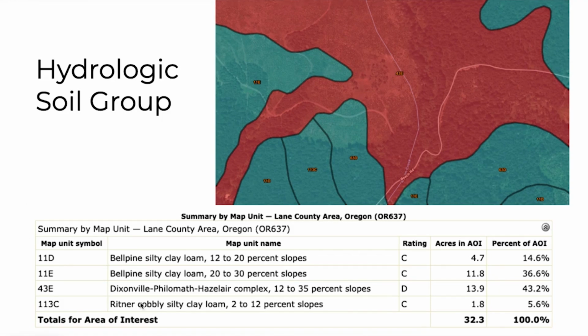So this table summarizes the soils information that's relevant for our process. And you can see we have 4 types. Now, the first, 11D, is Belpine Silty Clay Loam. It has 12 to 20% slopes, and the hydrologic soil rating is C. We have another Belpine Silty Clay Loam. What differentiates it is the percent slope, 20 to 30, rating C. 43E is Dixonville Complex with 12 to 35% slopes with a rating of D. And 113C is Rittner Cobley Silty Clay Loam with 2 to 12% slopes with a rating of C.